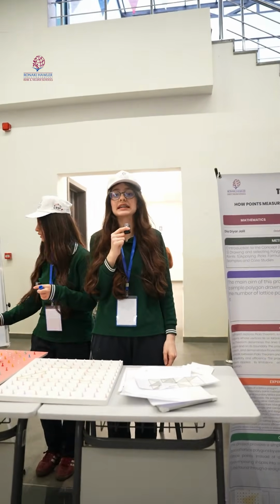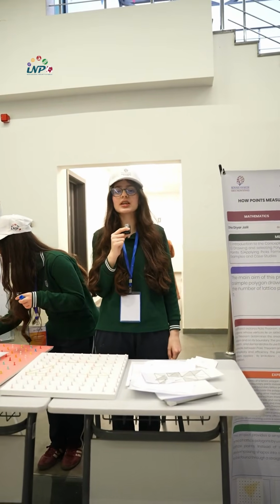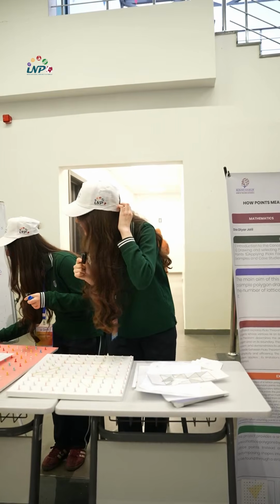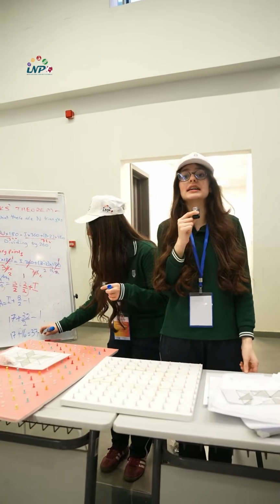32 over 2 is 16. 16 plus 17 equals 33. And then 33 minus 1 is 32.